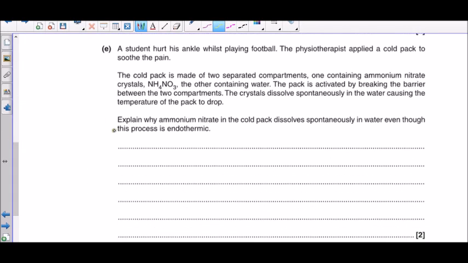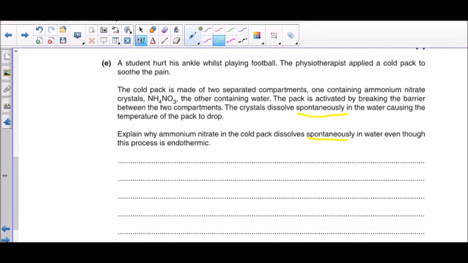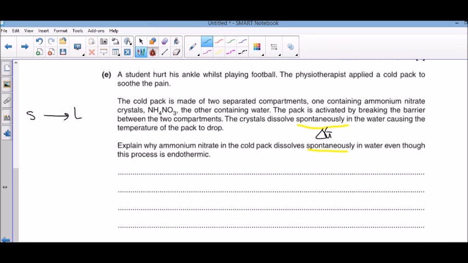Looking at the last part of this question, you can read all the text yourself, but we're talking about dissolving ammonium nitrate, and we're talking about spontaneity. So if you see the word spontaneously, you know you're looking at entropy and delta G. So that's the first thing to state. If we're talking about dissolving, we've got a solid turning into a liquid. So let's start writing the answer to this question.